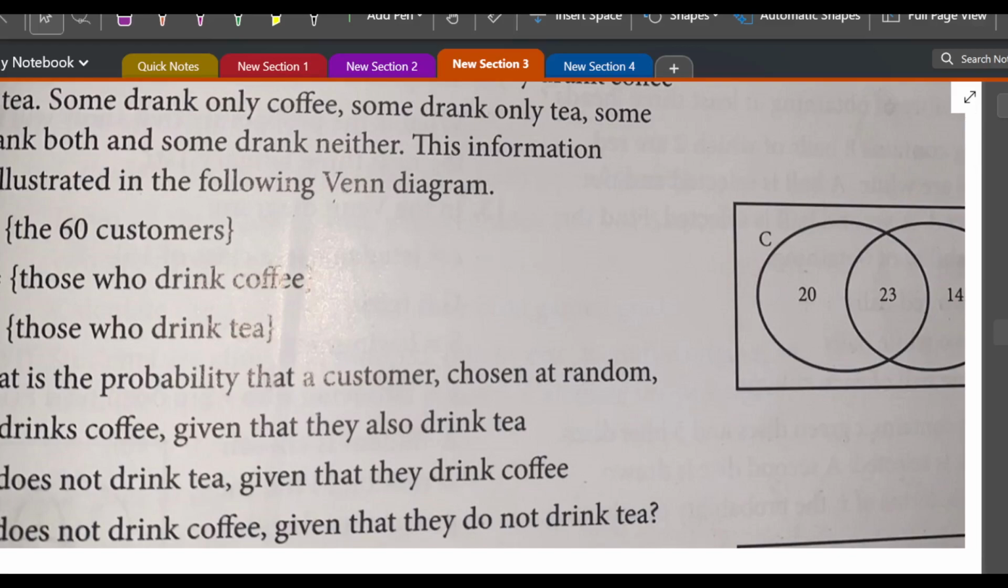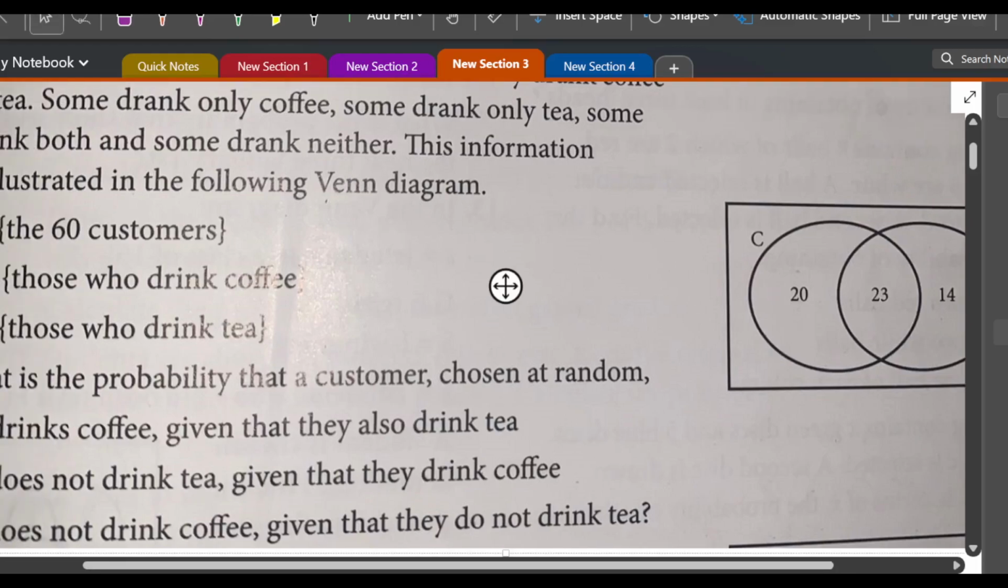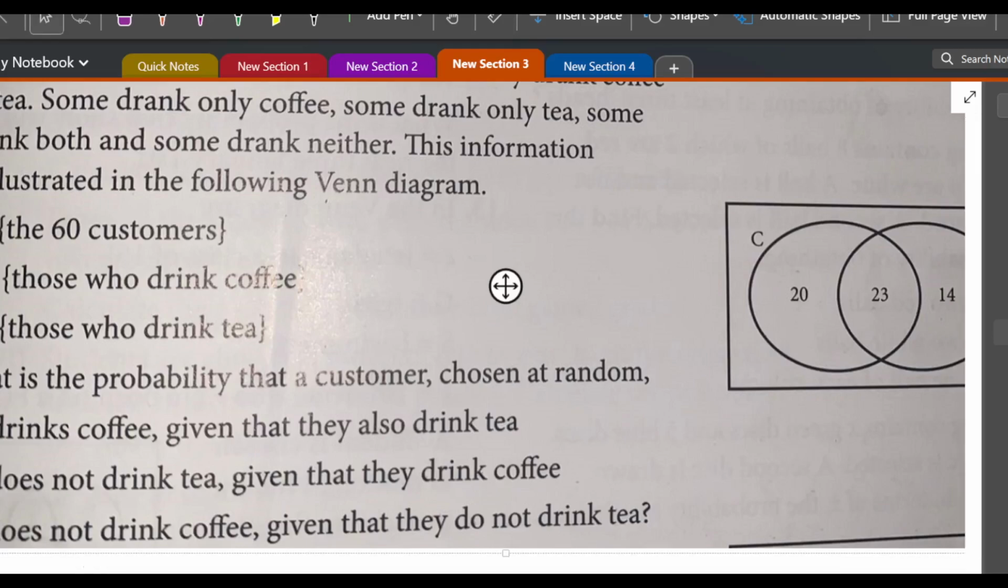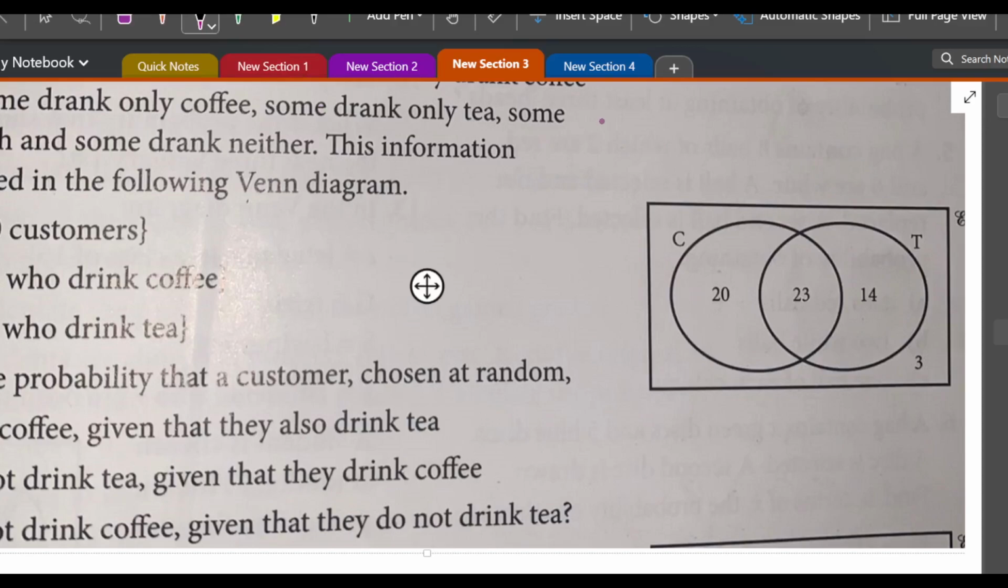Now the problem is, what is the probability that a customer chosen at random drinks coffee, given that they also drink tea? Given that means, see, one minute. You have to find the probability that he drinks coffee, given that they also drink tea. Now tea, so T is 23 plus 14, no? 23 plus 14.